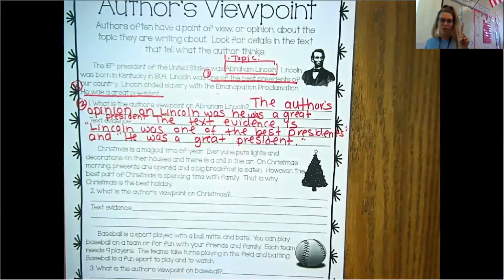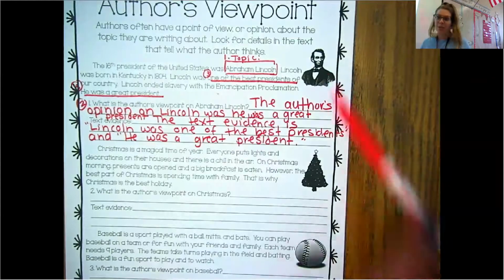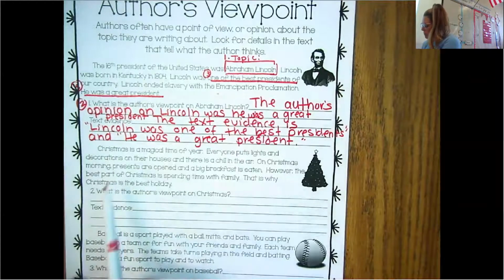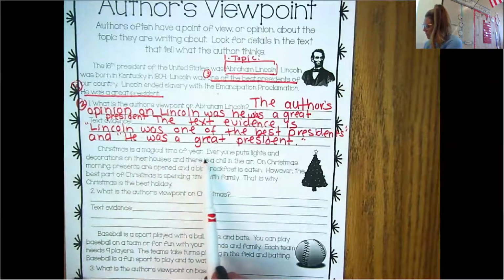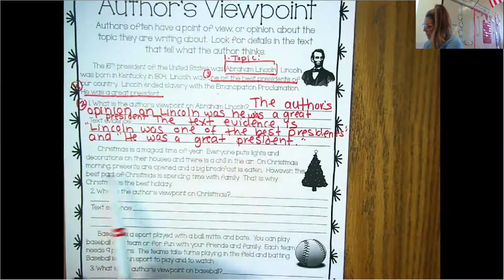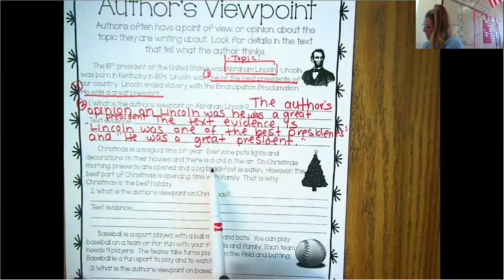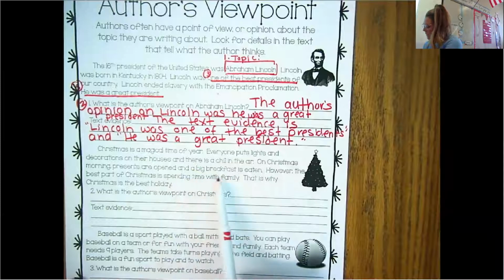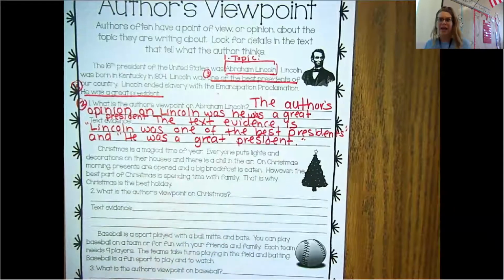All right, let's go ahead and look at the next one. And remember, step 1 is we are finding out the topic. And a lot of times, these don't have titles. They have pictures. Can the pictures help you think of maybe the topic? Let's see. All right, read along with me. Christmas is a magical time of year. Everyone puts lights and decorations on their houses. And there is a chill in the air. On Christmas morning, presents are opened and a big breakfast is eaten. However, the best part of Christmas is spending time with family. That is why Christmas is the best holiday.